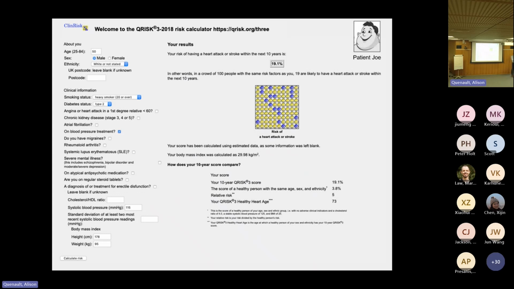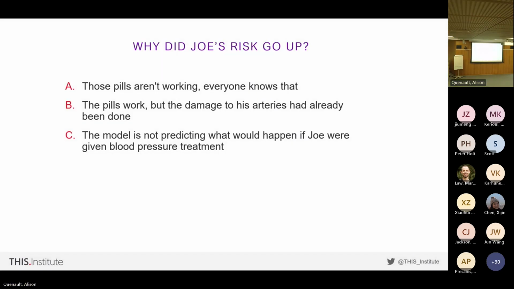It's unfortunate. I've got a question for you guys. What's going on here? Are those pills not working for Joe? Or are the pills working, but somehow his risk is going up anyway? Or is the model not predicting what would happen if Joe were to be given blood pressure treatment? Anyone in the room who has an idea?